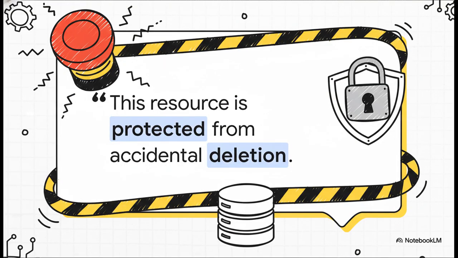Okay, on to our second rule. This one is like the big red emergency stop button. When you add prevent_destroy = true, you're basically telling Terraform, look, under no circumstances should you ever delete this resource. If any plan would lead to its destruction, Terraform just stops and throws an error. This is your ultimate safety net for things like your production database.